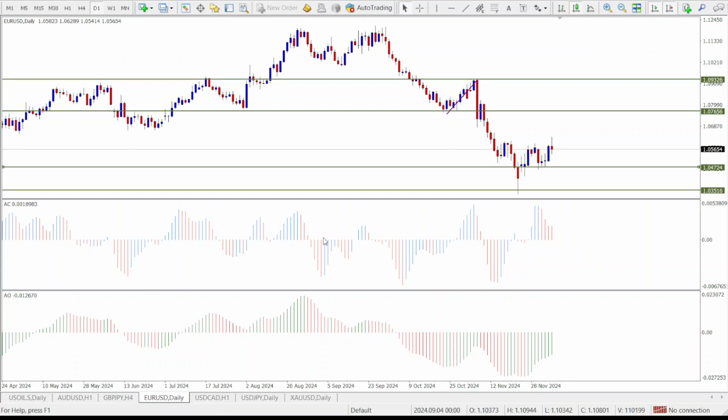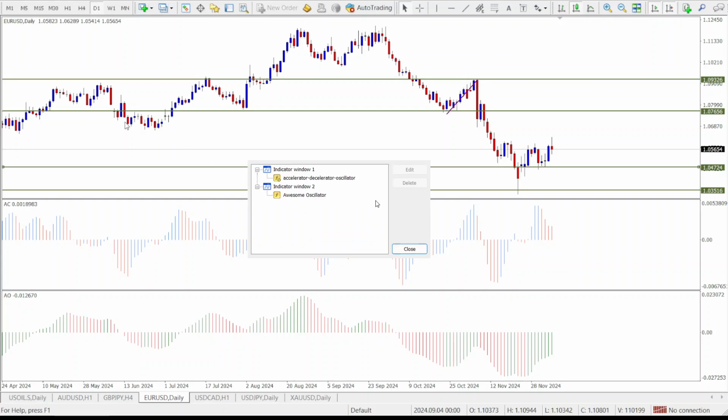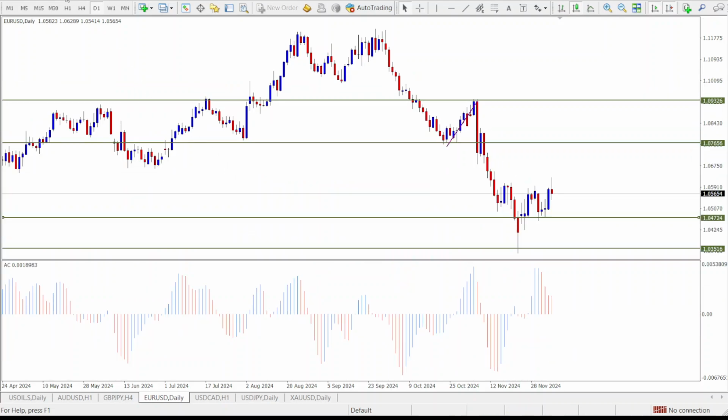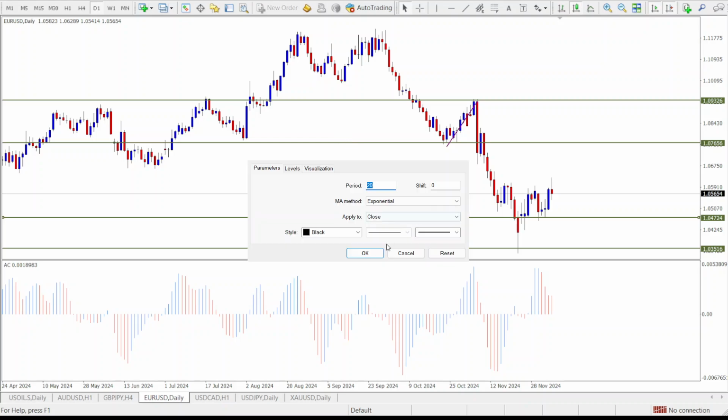So basically, you can also decide to use the Awesome Oscillator for confirmation, but you can consider using any other indicator of your choice, all right? Not necessarily the Awesome Oscillator. I just wanted to show the similarities between both indicators, right? But when you want to use confirmation indicators, one of the indicators that traders usually use is the moving averages.